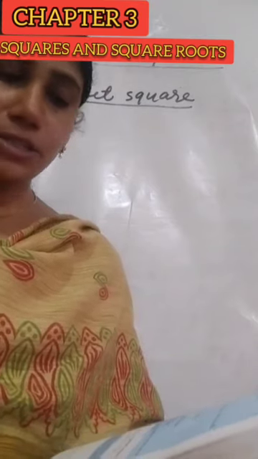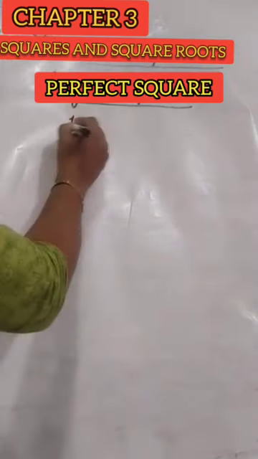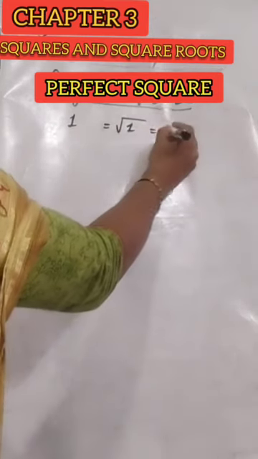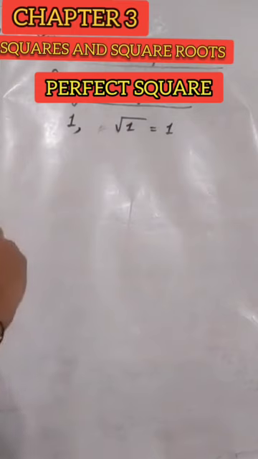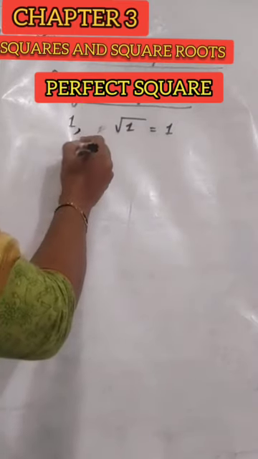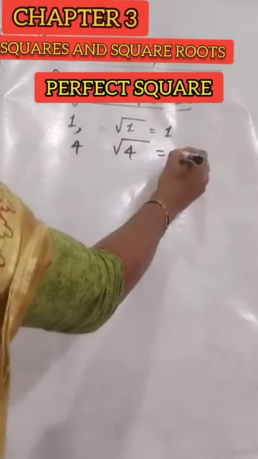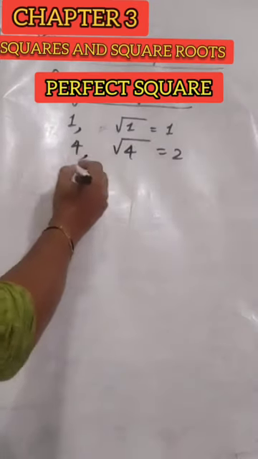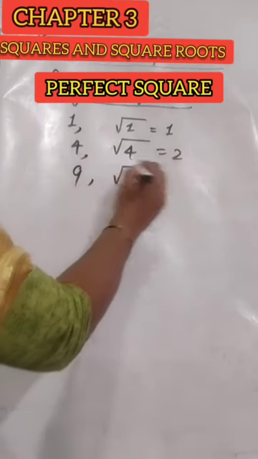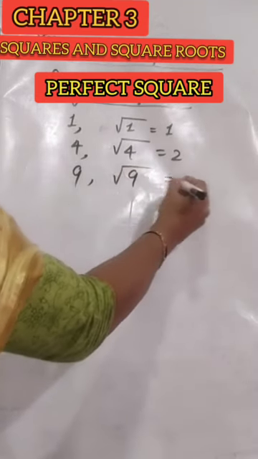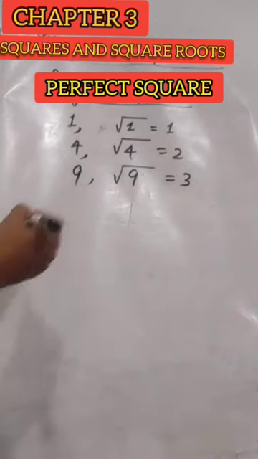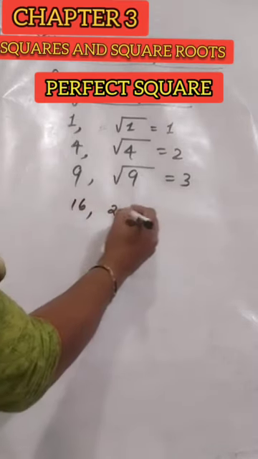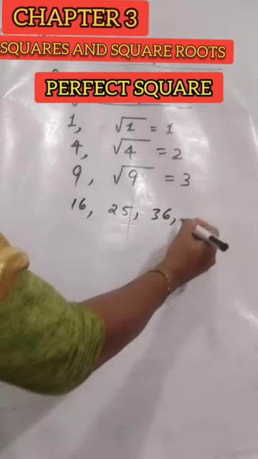Next is a perfect square. A number whose exact square root can be obtained is called a perfect square. For example, 1. What is the square root of 1? That is equal to 1. So 1 is an example of perfect square. And 4. Square root of 4 is 2. So 4 is a perfect square. The next is 9, an example of perfect square, since square root of 9 can be obtained as 3. So 1, 4, 9, 16, 25, 36, etc. are examples of perfect squares.